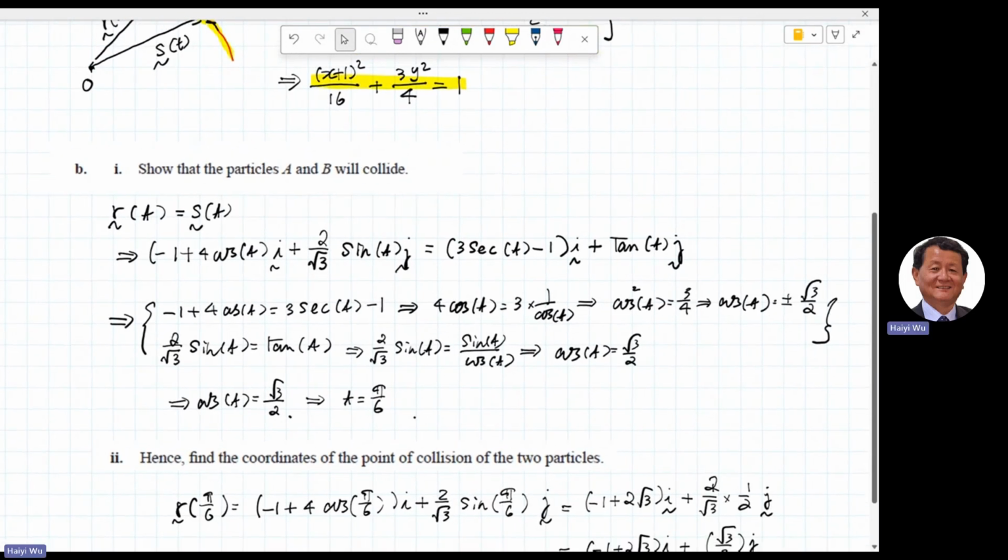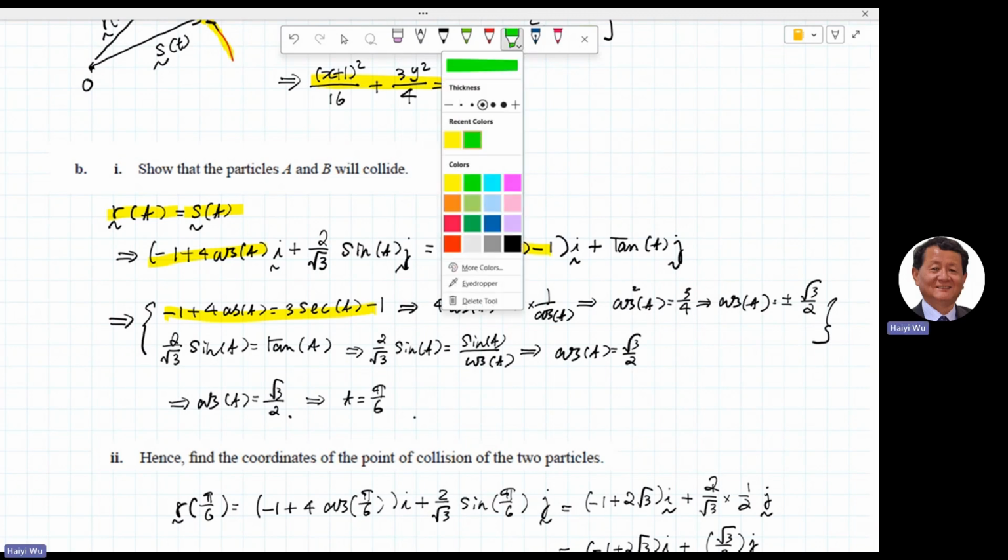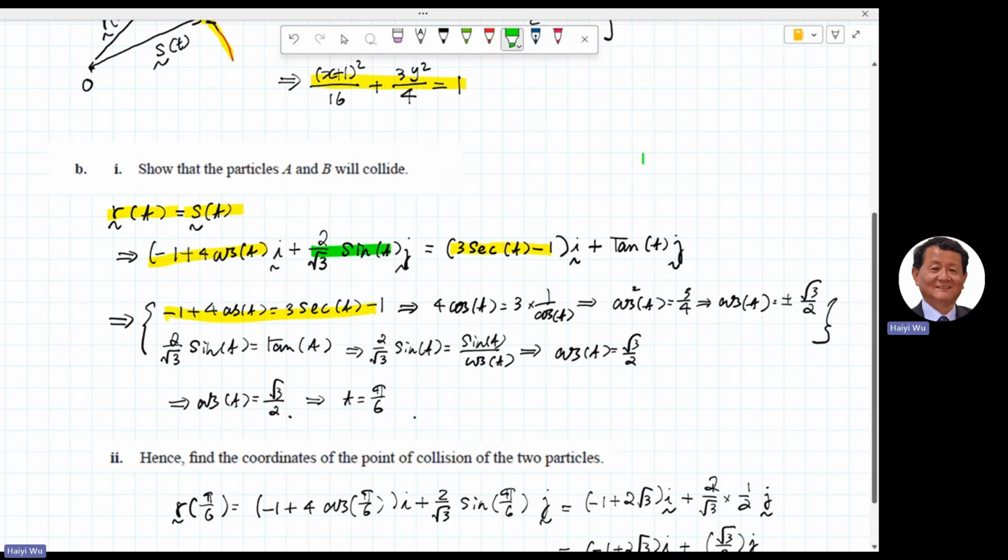In order to prove colliding, we need to solve whether r(t) equals s(t), so whether we can find a t. When we equate the two position vectors, the x component equals the x component, so we establish equation 1. Then the y components, using green: y components equal y components. That's the green.